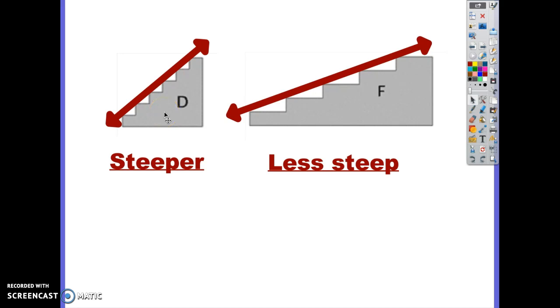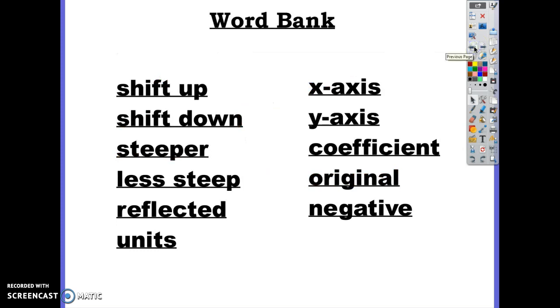So those are the differences, and if you need to watch the video over again later today, you can, so that you understand the difference between steeper and less steep, because you will be using those words for question 4 and 5 on your paper. Okay, question 4 and 5. These other words we're going to be using for the rest of the paper in order to write our answers.